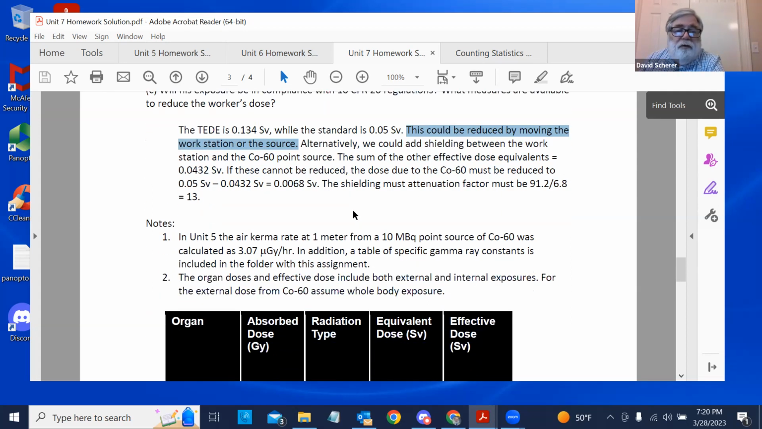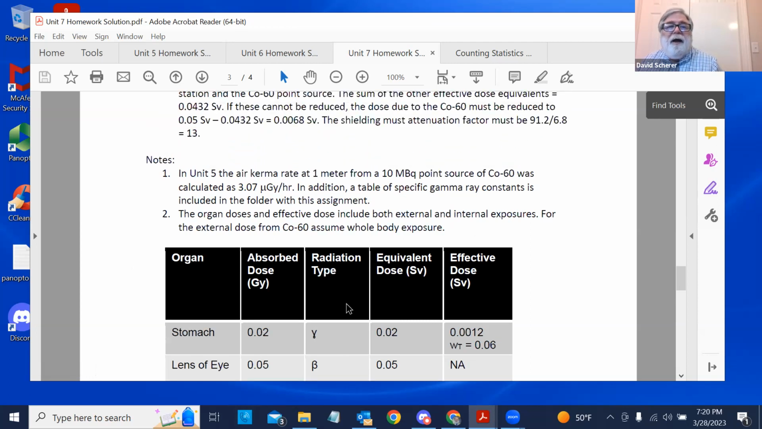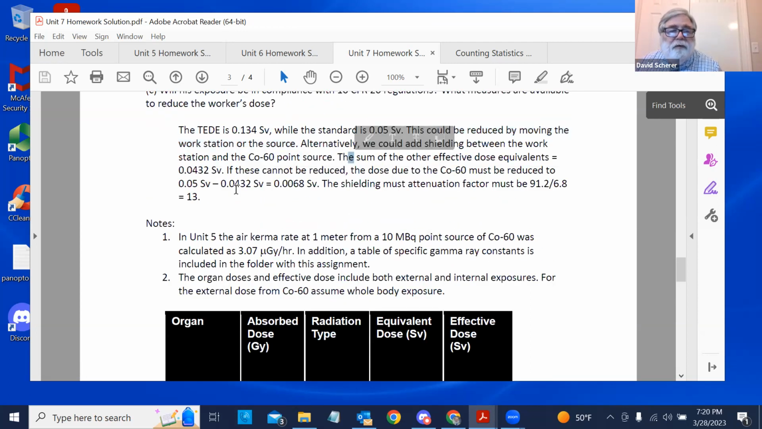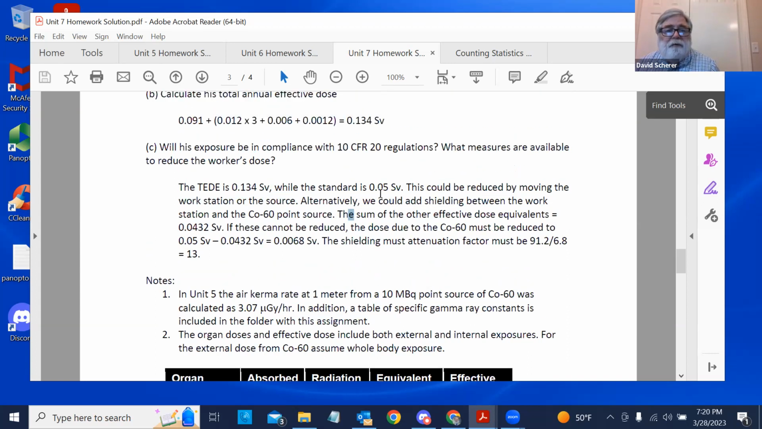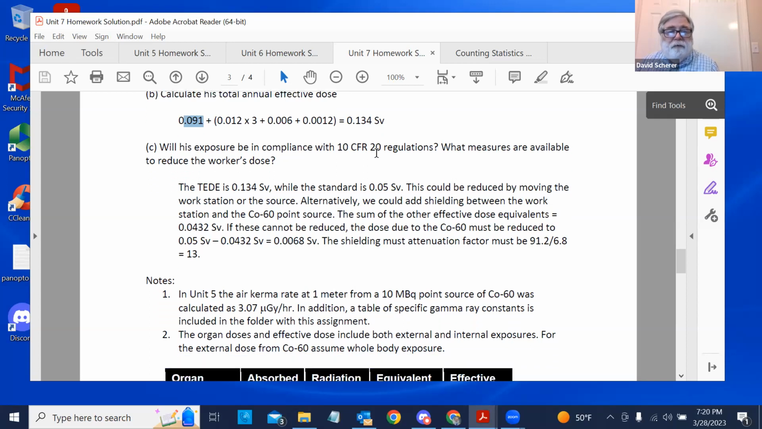There might be things you could do to reduce all these other exposures, right? You might wear a respirator if these are from internal exposures. However, they're only contributing a small fraction compared to the external exposure. So these all together add up to 0.04, and the external exposure is 0.09. So this already exceeds the standards. This is already 9 rem from the external exposure. So you've got to do something to reduce the external exposure, even if you do something to reduce the internal exposure independently.